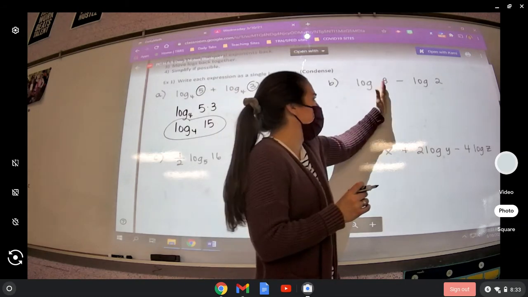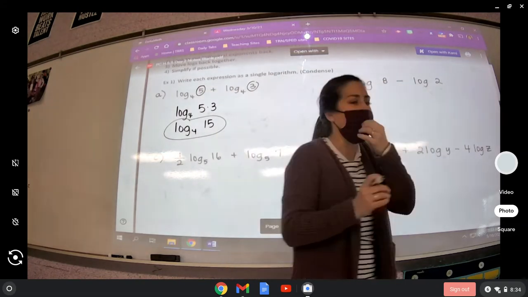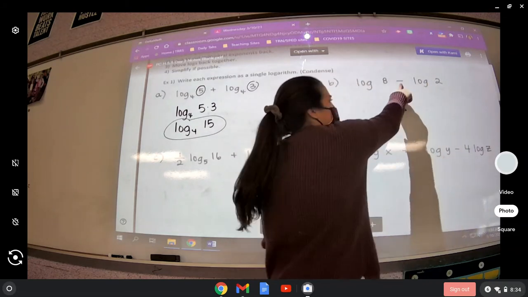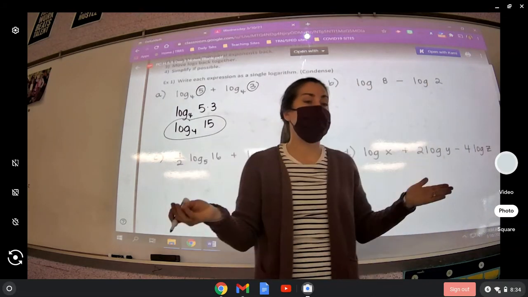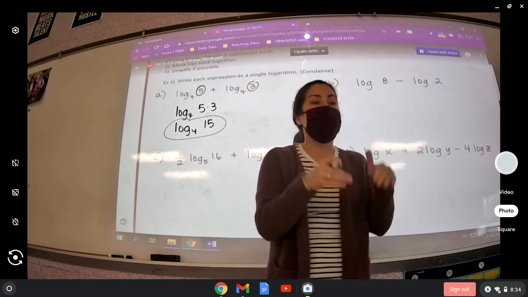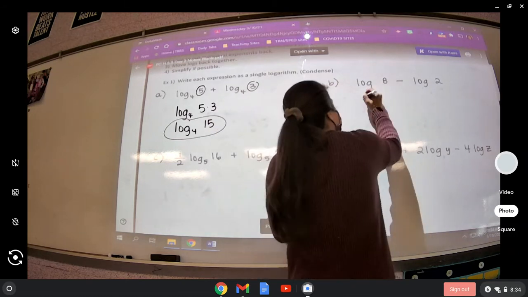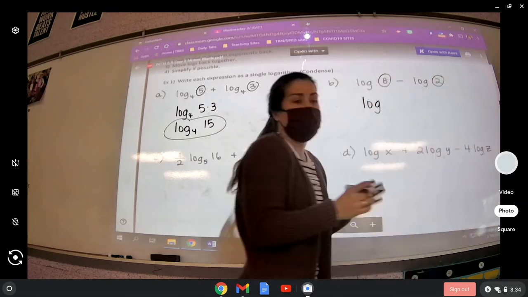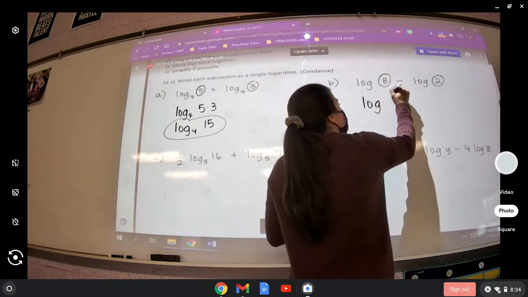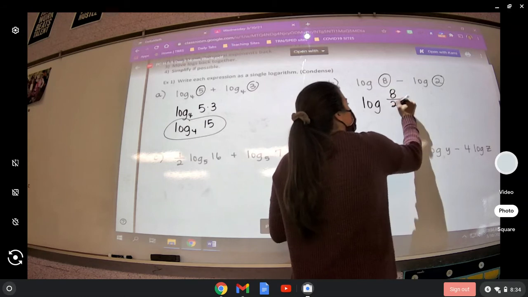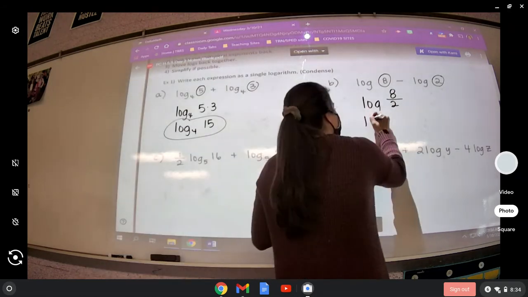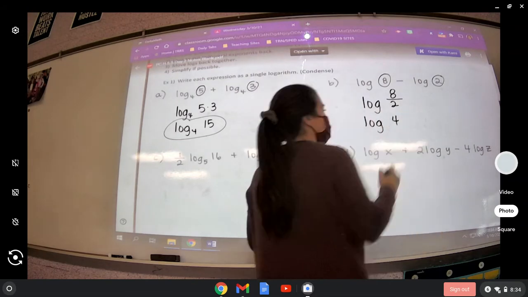Look at part B. If you have the log of 8, subtract the log of 2, these are two separate base 10 logs separated by subtraction, which means they can go back to being one log using division. So you are taking the log of 8 divided by 2. And what is 8 divided by 2? That's going to be the log of 4.